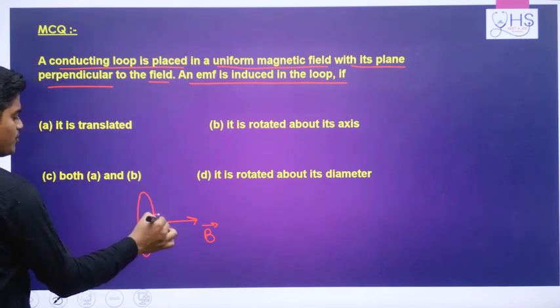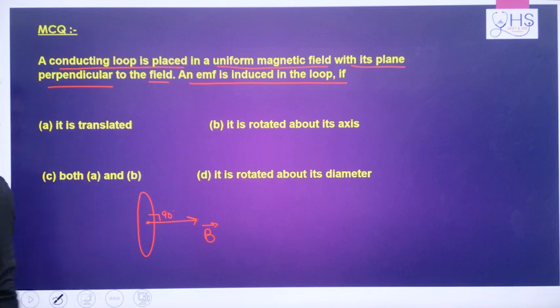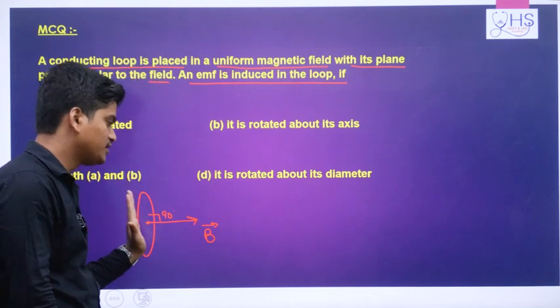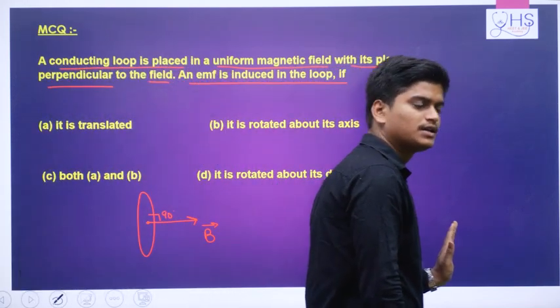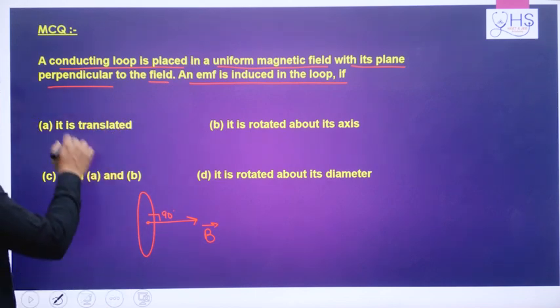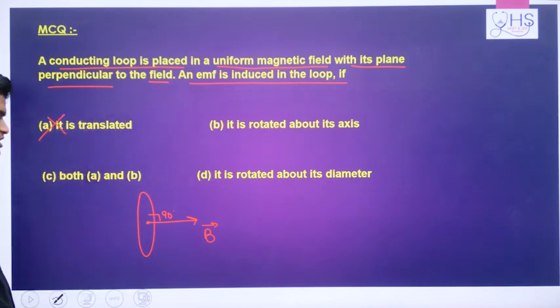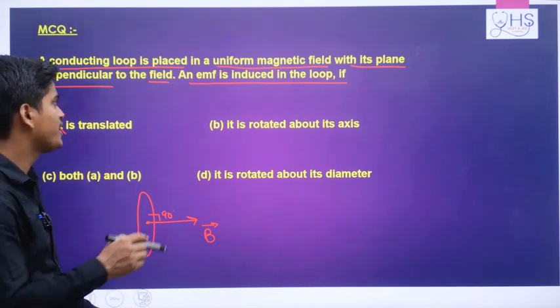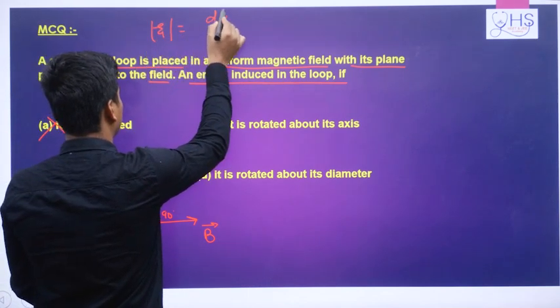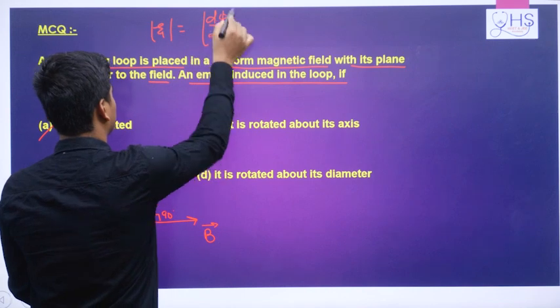Okay. Now here the perpendicular thing is there, 90 degrees is there. Now they are telling, if I translate this loop, this loop will go like this, then what will happen? Will induced EMF be induced or not? It will never be induced, because in translation also there is no change in the flux. Because to induce EMF, you must need a change in flux. Yes or no?